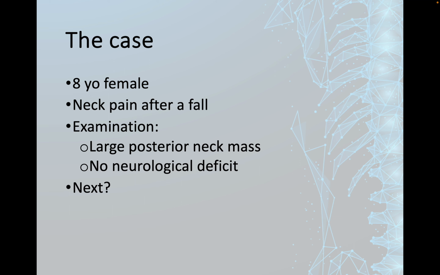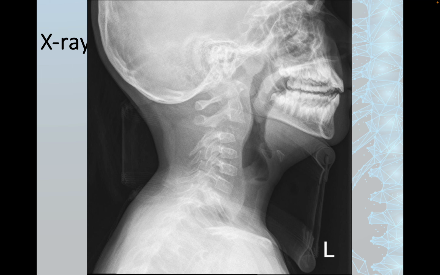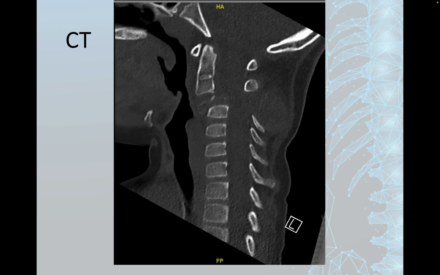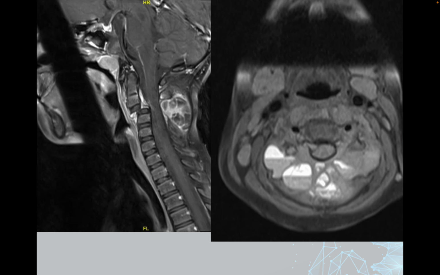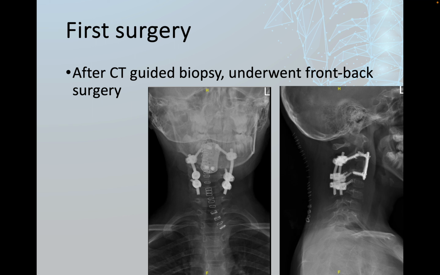Our case is of an 8-year-old female patient who presented to her local hospital with a history of neck pain following a fall. Upon examination, she was found to have a large posterior neck mass and no neurological deficit. X-rays were obtained showing loss of cervical spine alignment and near total destruction of C3. CT is showing more of the same. MRI showing the characteristic finding of ABCs, which is fluid level, as you can see here, in addition to some compression by the anterior elements of the cervical spine on the spinal cord itself.